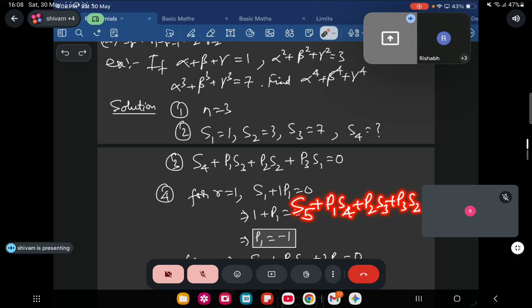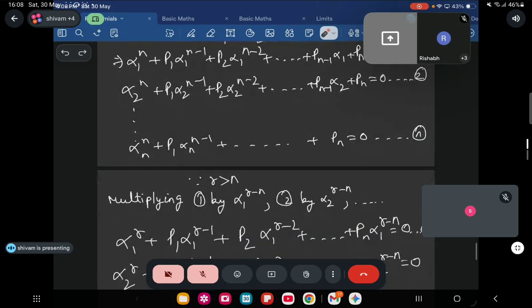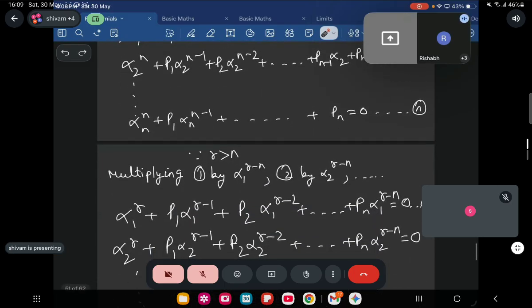Why P4 S1? It will end at S(R minus N), na? That is, S5 minus 3. It will end at S2. So this is the equation. There will be no S1 term. Is it clear? Okay, let us continue. So I hope you have understood. Yes or no? Yes, I understood.